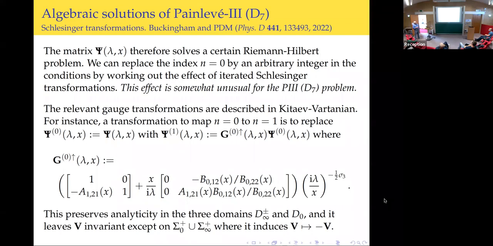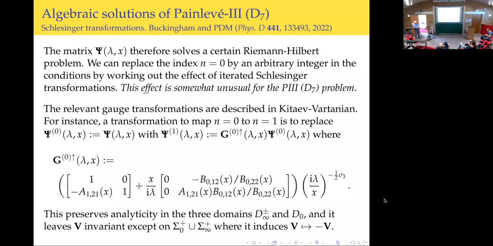Yeah, so this matrix that we worked out for the seed, it's solving some kind of a Riemann-Hilbert problem. And so the last part of our method is to replace the index n equals 0 by just any integer that we want. And that's done by using these Schlesinger transformations. So I want to explain how it works for this D7 equation. It's a little bit different than it works for some other problems. It actually was interesting for us to work it out. So the relevant gauge transformations that you need are described in this Kitaev-Vartanian paper.